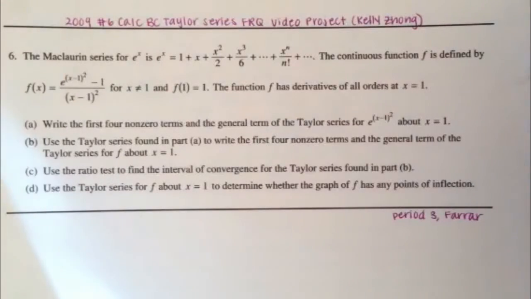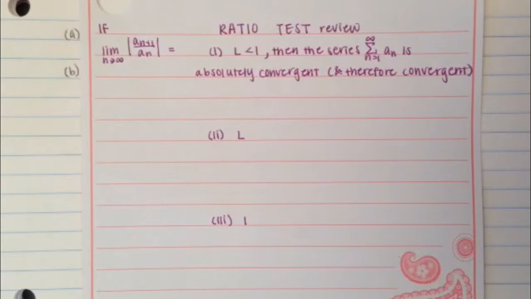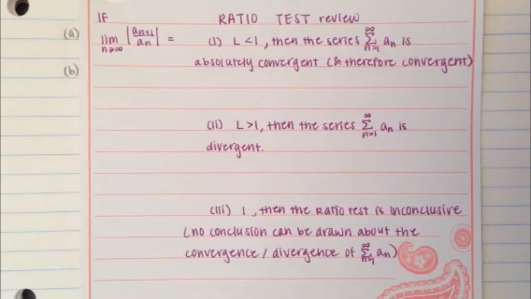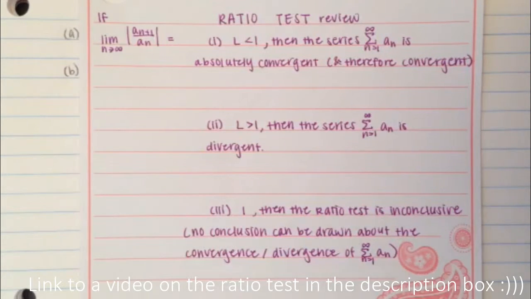Part C says use the ratio test to find the interval of convergence for the Taylor series found in Part B. So just to review, the ratio test says if the limit as n approaches infinity of the absolute value of a sub n plus 1 over a sub n equals L, and L is less than 1, then the series sum of a sub n is absolutely convergent and therefore convergent. If L is greater than 1, then the series is divergent. However, if it's equal to 1, then the ratio test is inconclusive, and in other words, that means that no conclusion can be made about the convergence or divergence of the series.